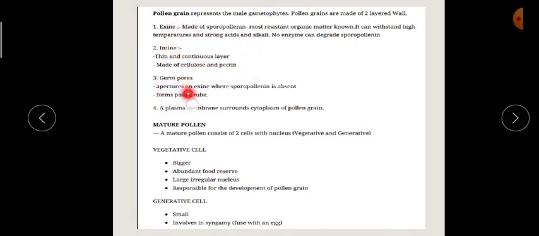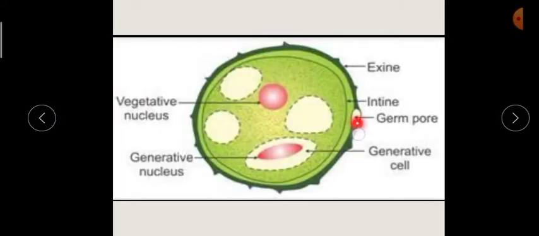Another structure you will see in the pollen grain is the germ pore. See this structure? This is called the germ pore, this white colored pore-like structure.